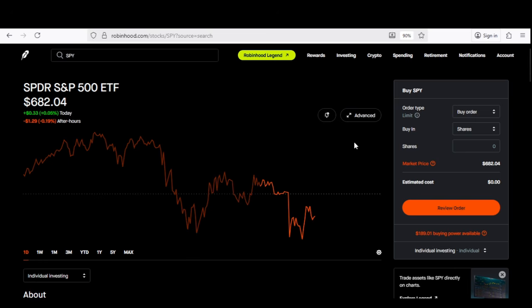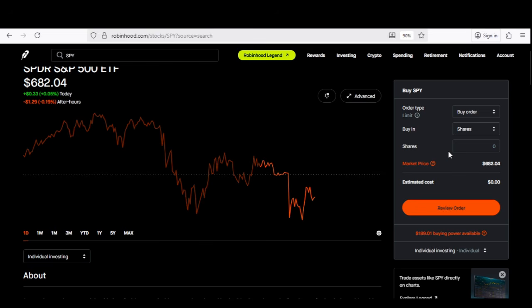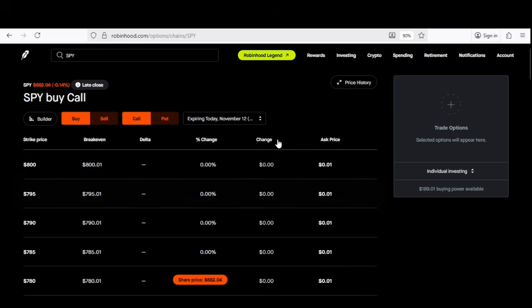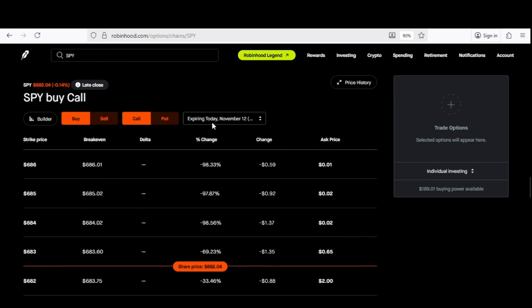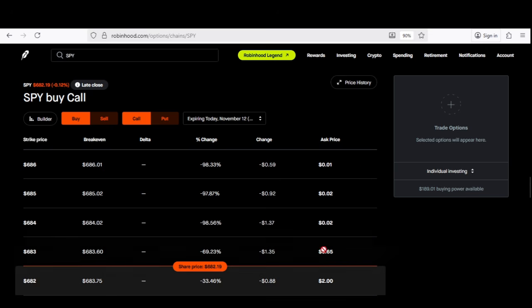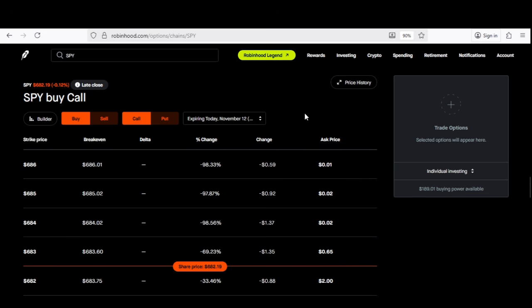So what we're going to do now is trade that ETF in order to make money. We're going to go down and look for trade SPY options at the bottom here in order for us to open up our options chain. Now, right here, you see all this information that says buy, sell, call, put, expiration date, and also the share price. Everything here is known as the option chain. The option chain gives us enough information in order for us to make a very informed decision before entering any option contract.